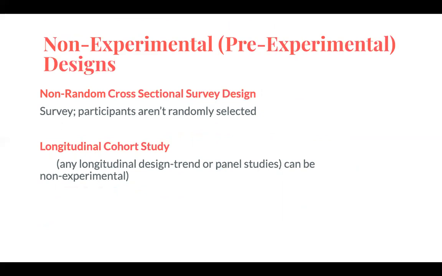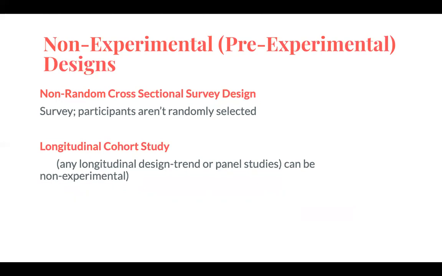Your book quickly talks about two, because they're going to talk about these in much longer detail in future chapters. So for right now, it's enough to just say non-random cross-sectional survey design. This is where you give out a survey. It's a one shot because it's cross-sectional, and the participants aren't randomly selected. So everyone doesn't have an equal chance of being part of your survey.